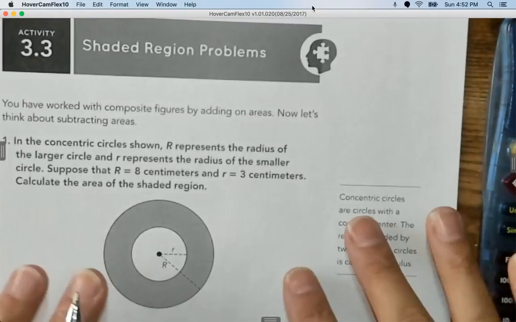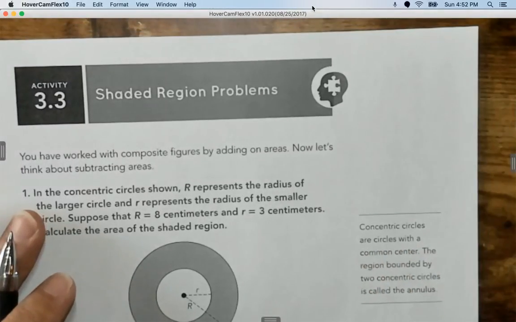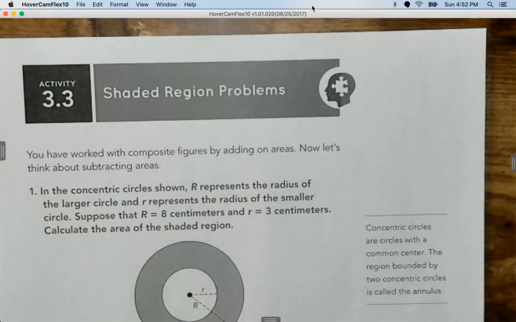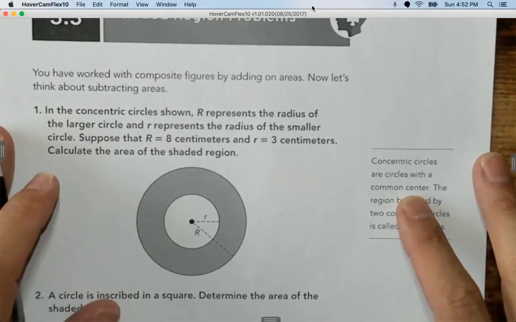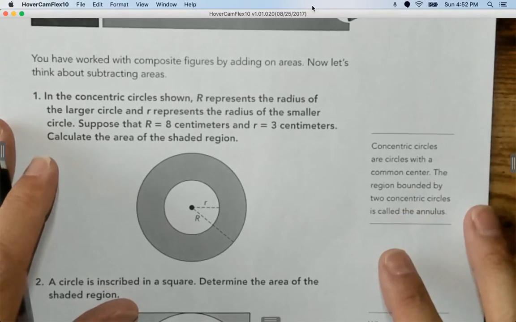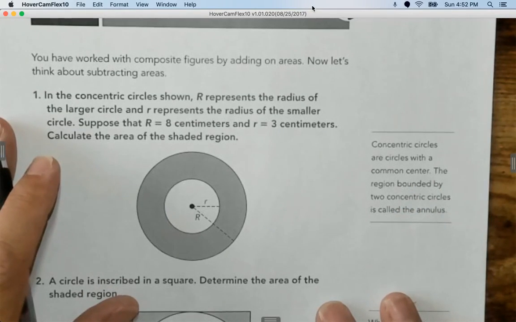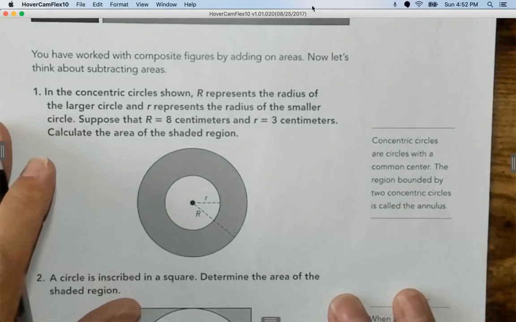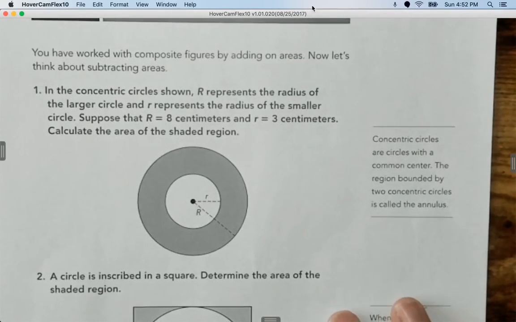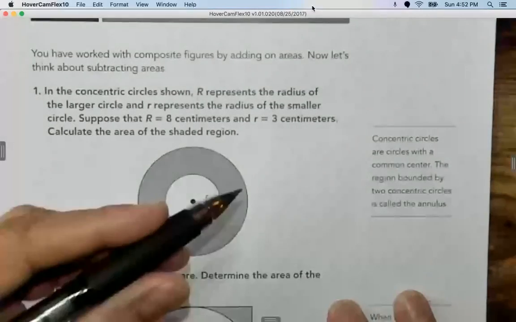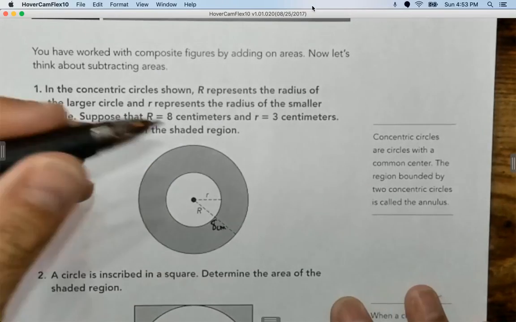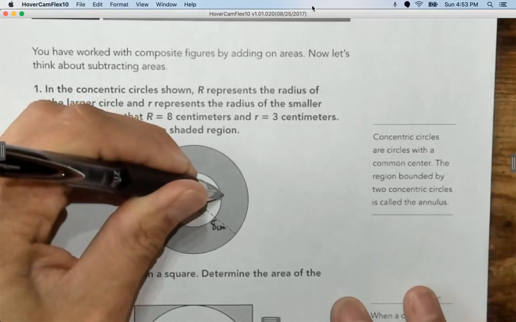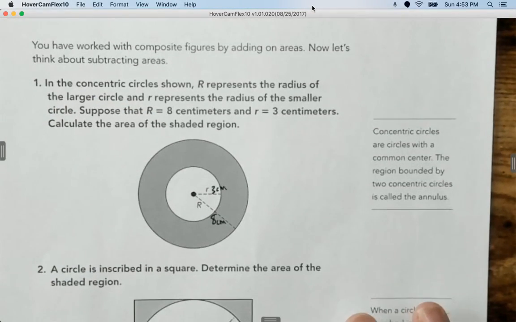All right, activity 3.3, shaded region problems. You have worked with composite figures by adding on areas. Now let's think about subtracting areas. In the concentric circles shown, R represents the radius of the larger circle, and r represents the radius of the smaller circle. Suppose that R equals 8 centimeters and r equals 3 centimeters.